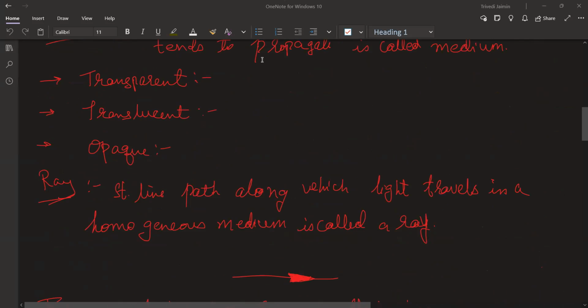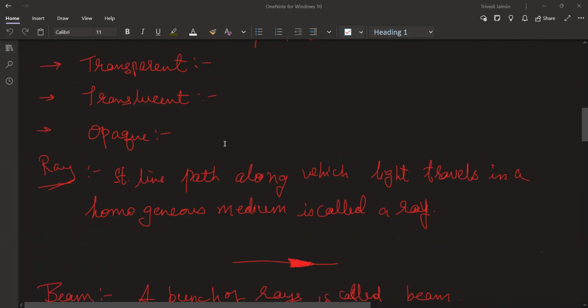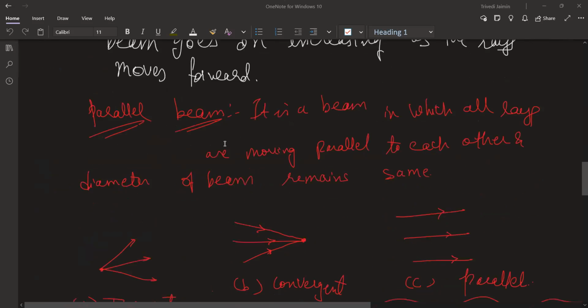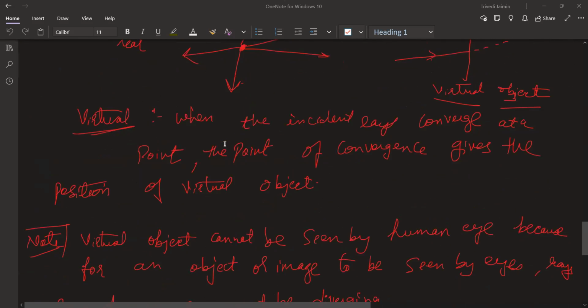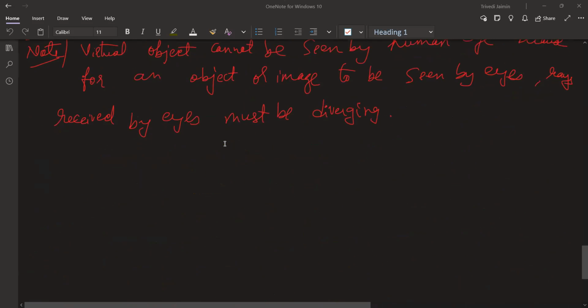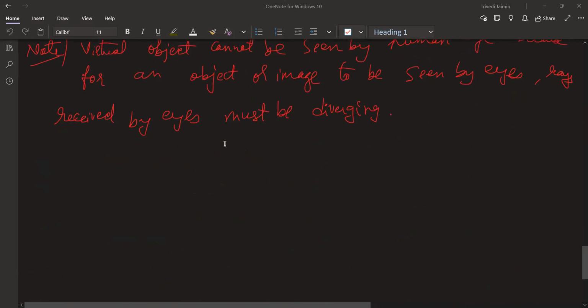By the way, what is a beam, Deepshika? What do you mean by beam? Is it a ray of light? Yeah, a bunch of rays. Okay, a bunch of rays is a beam.